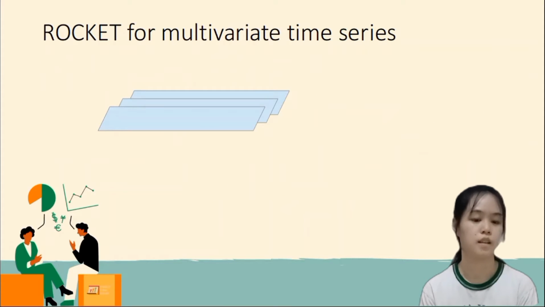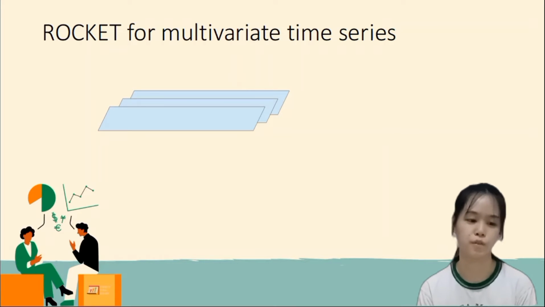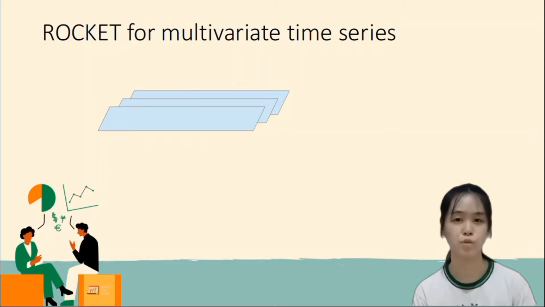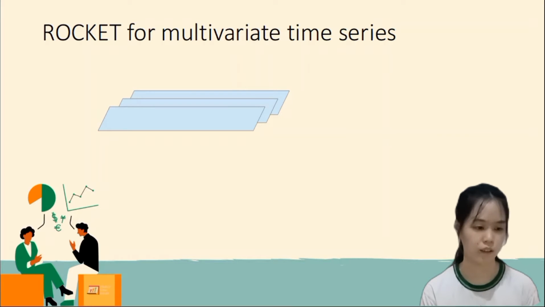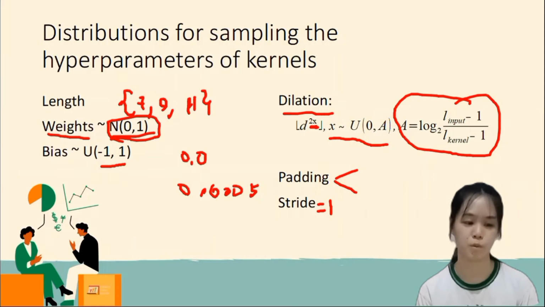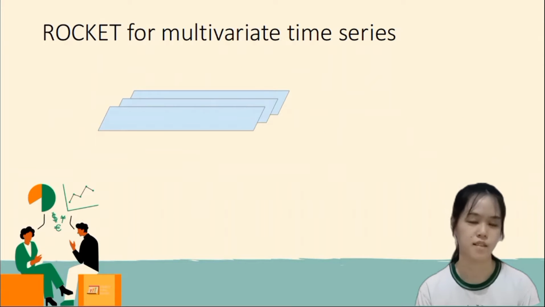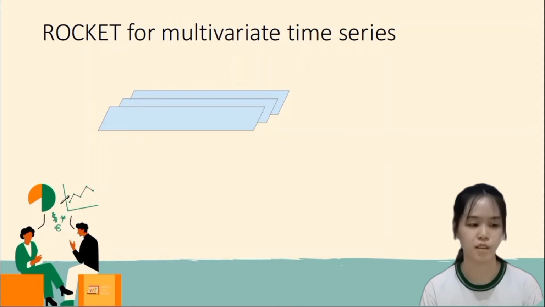Lastly, but definitely not the least, is the extension of Rocket for multivariate time series. So far we have only seen a univariate time series. You see, it's only one line, one array, like this. But the dataset that we will see later has 13 sensors, 13 variables. So we definitely need to discuss how the Rocket algorithm goes when it's dealing with multivariate time series.